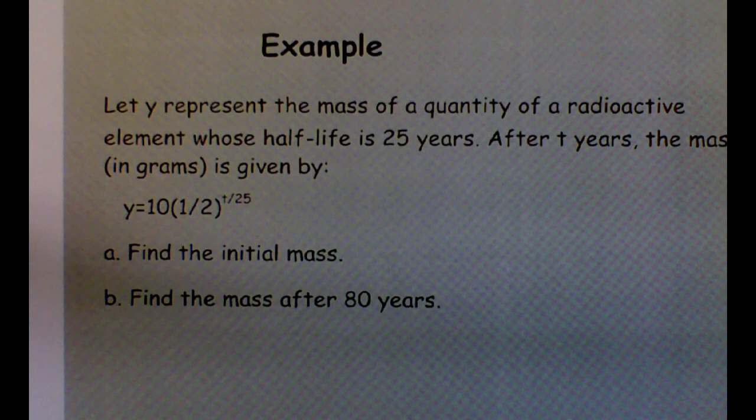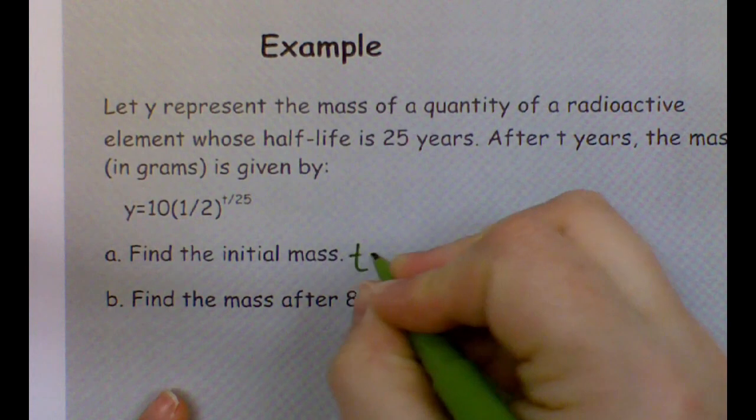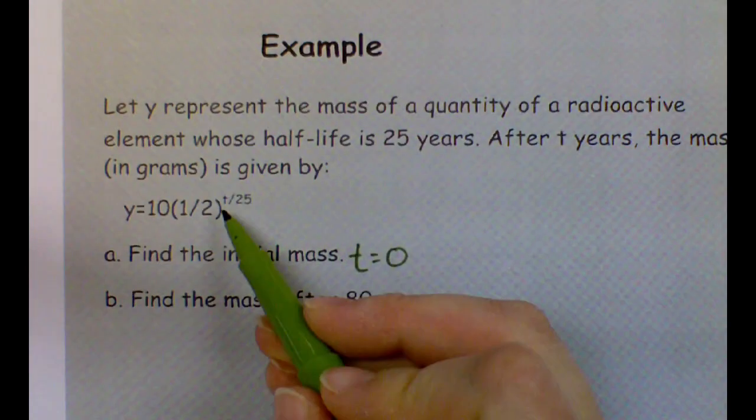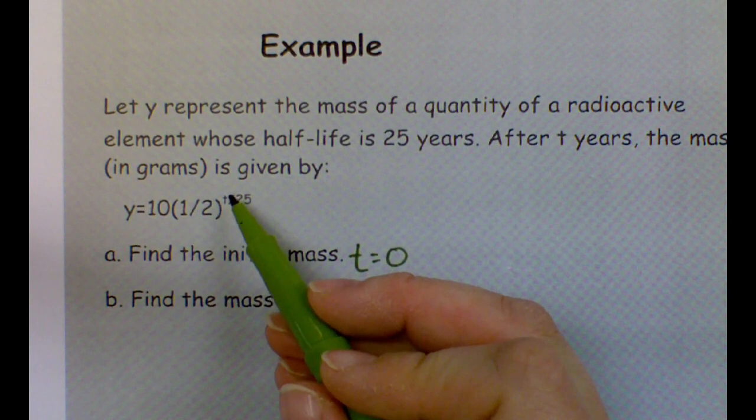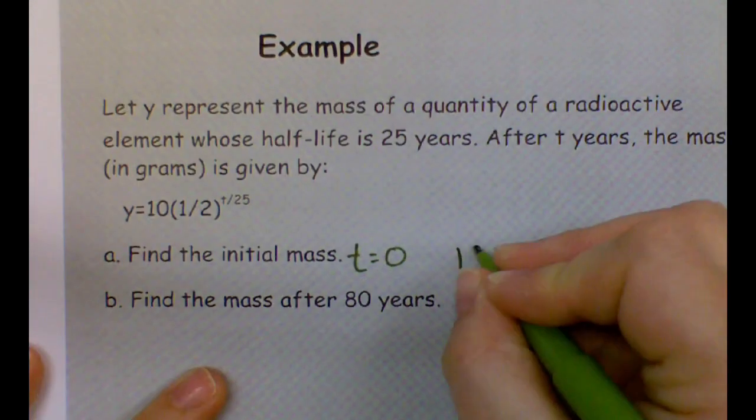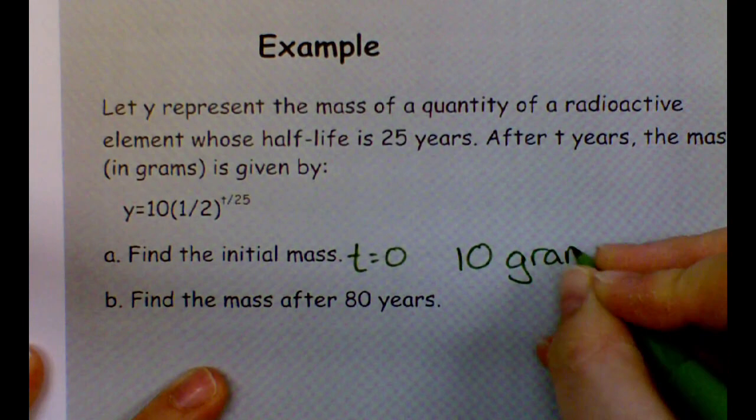All right, now a different example. Y is the mass of a quantity of a radioactive element whose half-life is 25 years. After t years, the mass is given by this function. Find the initial mass. Well, initial is when time equals 0. If I plug in 0, I have a 0 exponent. Anything to the 0 power is always 1. So that means we get 10 grams.